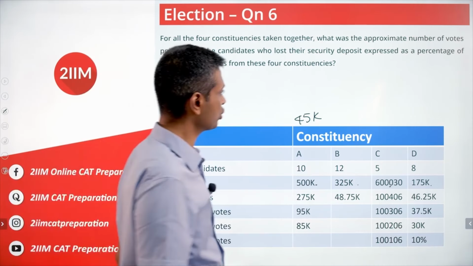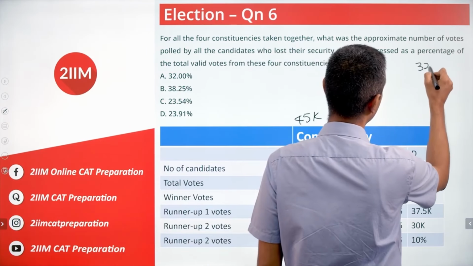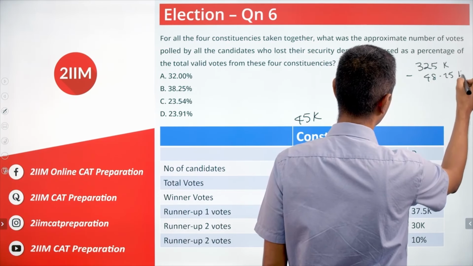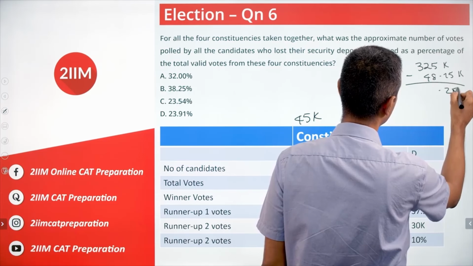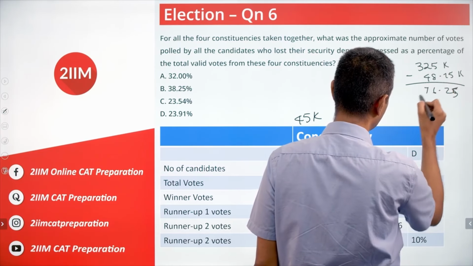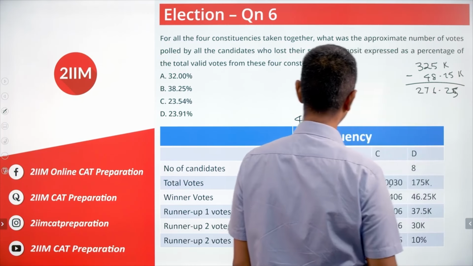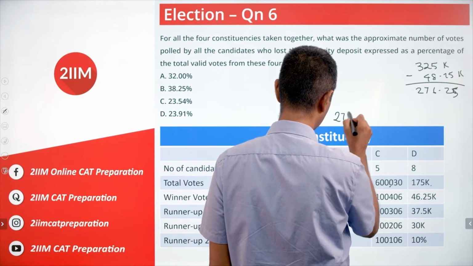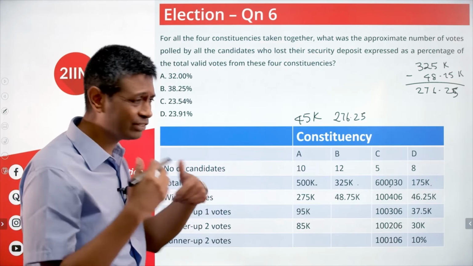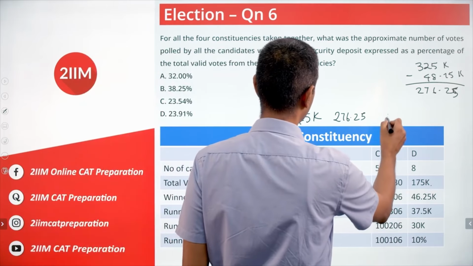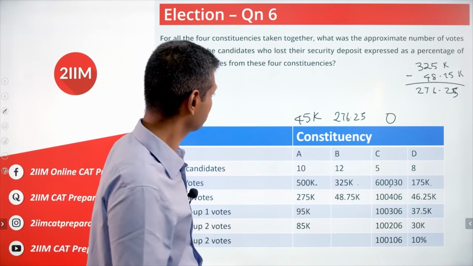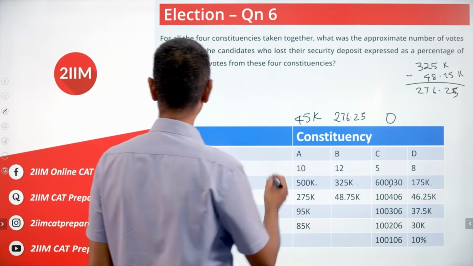So 325K minus 48.75K. This is 0.25. 14 minus 8 is 6. 11 minus 4 is 7. 276.25. Lovely. In C, everyone got their security deposit back. That is 0. In D, it is 35% of 175K. And so 35% of 175K.